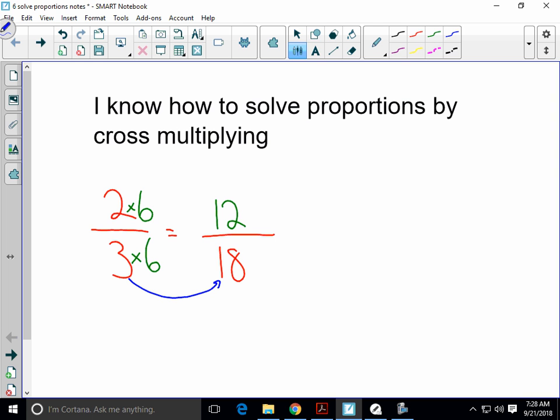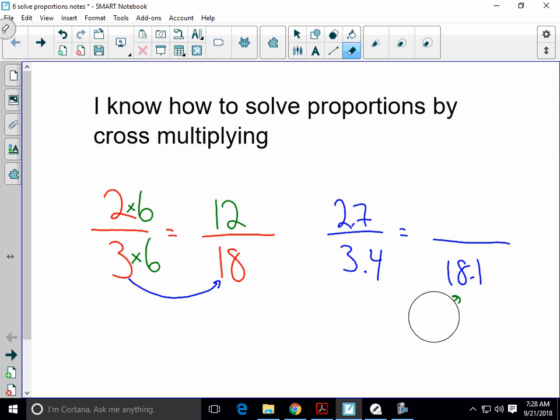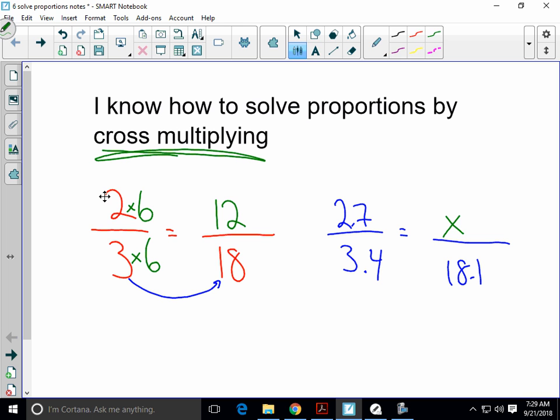But there are some problems. Let's say I had 2.7 over 3.4 equals blank over 18.1. And you say, well, I don't know how to get from 3.4 to 18.1. Well, in some problems like this, to find that missing number, we're going to do some algebra. So they'll have a variable instead of a blank spot in that missing part. And we're going to use something called cross-multiplying today to help solve proportions like this.